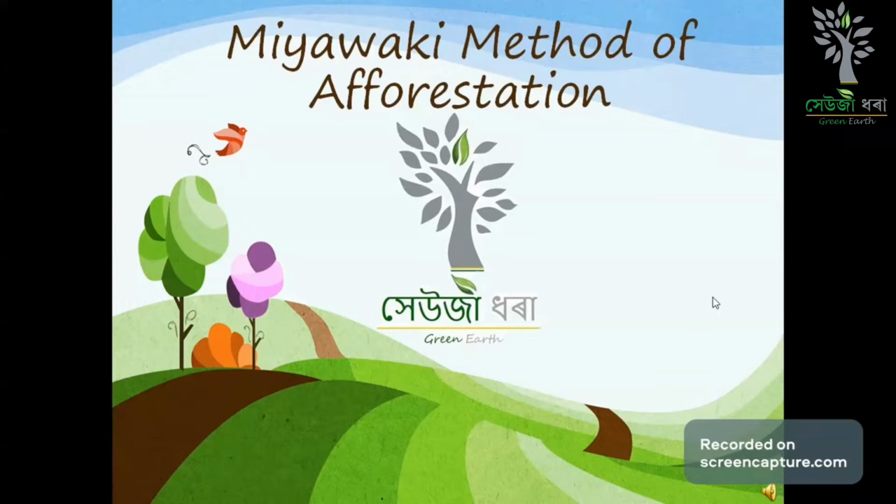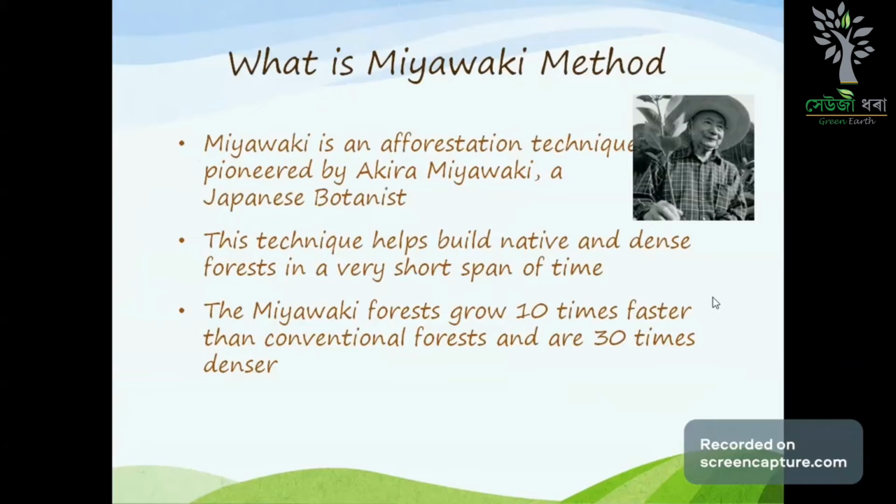Today I'm going to talk about the Miyawaki method in detail. So what is the Miyawaki method of afforestation? Miyawaki is an afforestation technique pioneered by Akira Miyawaki, a Japanese botanist. This technique helps build native and dense forests in a very short span of time. The Miyawaki forests grow 10 times faster than conventional forests and are 30 times denser.